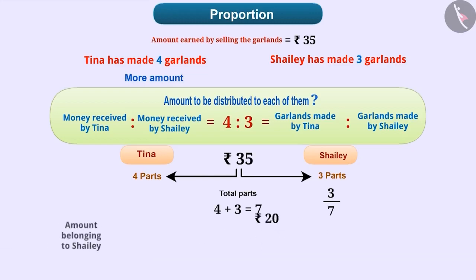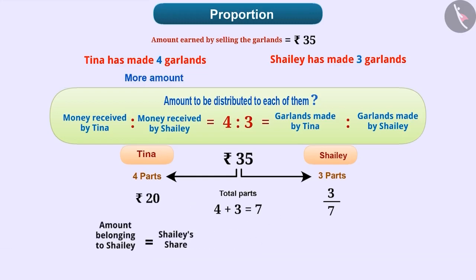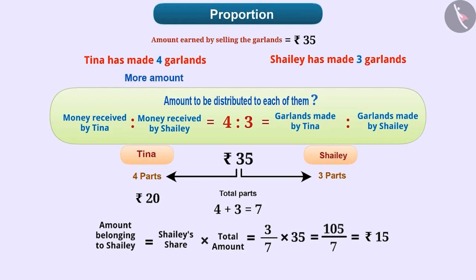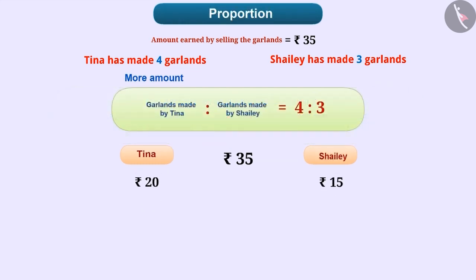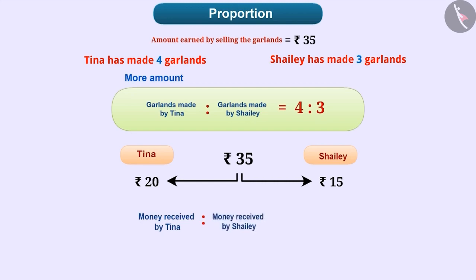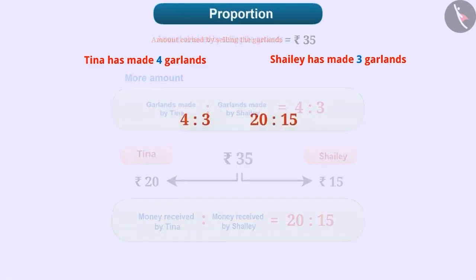Similarly, Shelley gets her share times the total amount, which is equal to 3 by 7 into 35, which is equal to 105 by 7, which is 15 rupees. Thus, out of 35 rupees, Tina should get 20 rupees and Shelley should get 15 rupees. Only then, 35 rupees can be divided in the ratio of garlands made by them. Hence, the ratio of the amount received by Tina to the amount received by Shelley is 20:15.